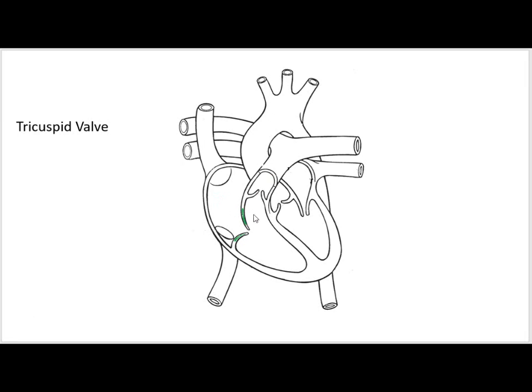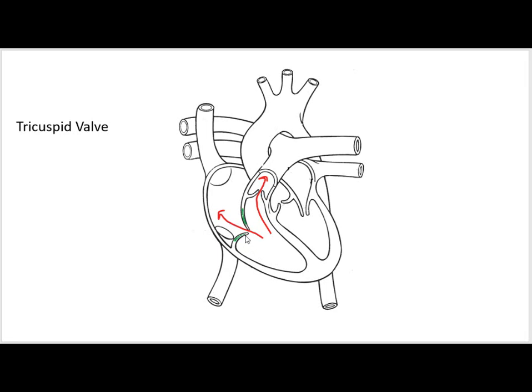So this shows you right over here the tricuspid valve. And basically its function is to prevent the backflow of blood. So the blood should not go back this way. The blood should only go this way. So when this door is closed, when the valves are closed, the blood will have no choice but to go this way.